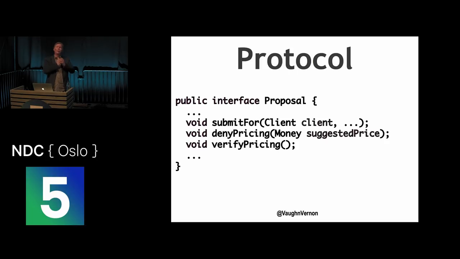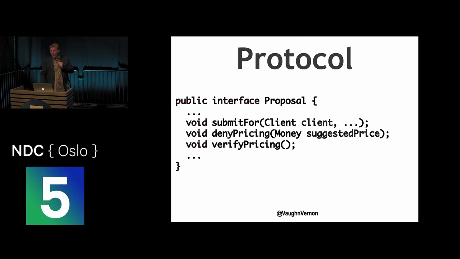Now notice the fluency of this model. This is the protocol of a proposal. This is a model concept called a proposal, and it can receive messages such as submit for, deny pricing, and verify pricing. These are just three of the messages that it can receive. Notice they look just like method invocations, because this is an interface, which could be a C# or Java interface.